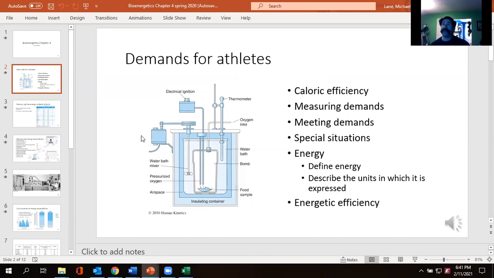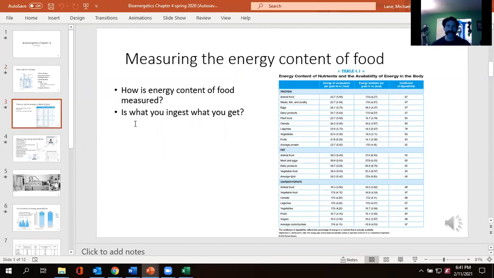Also, you sometimes see, instead of calories, you'll see it in kilojoules. And you remember that's work from biomechanics, which is force times distance. And then obviously how efficient different macronutrients are compared to one another. So like anything else, we need to figure out how much energy is in the food. So hence blow it up.